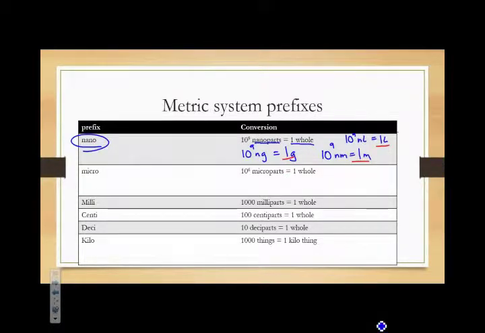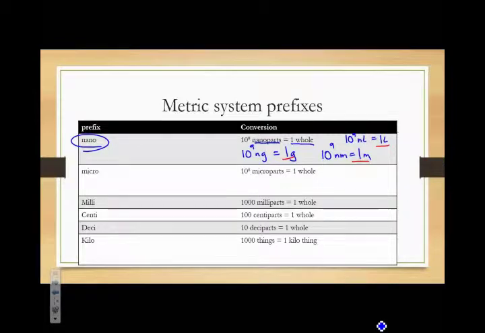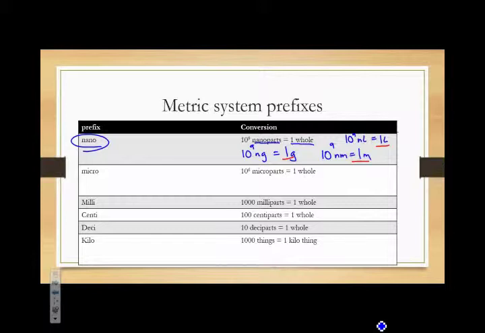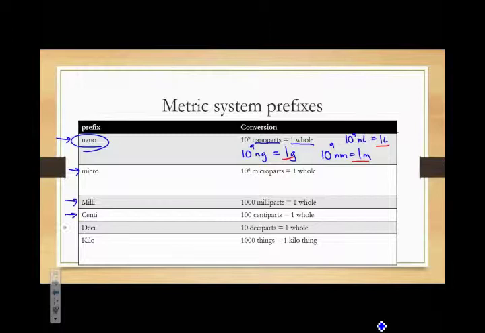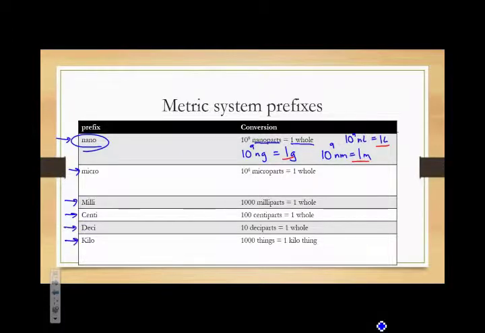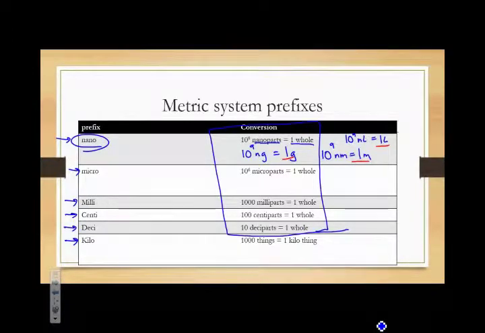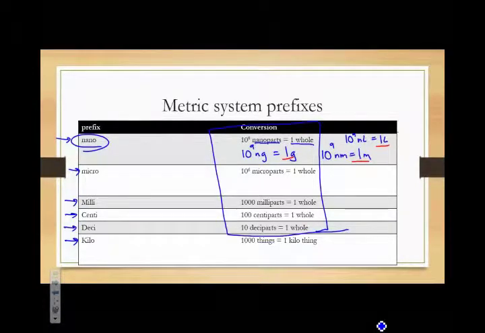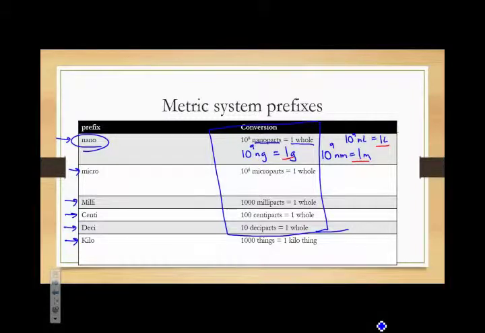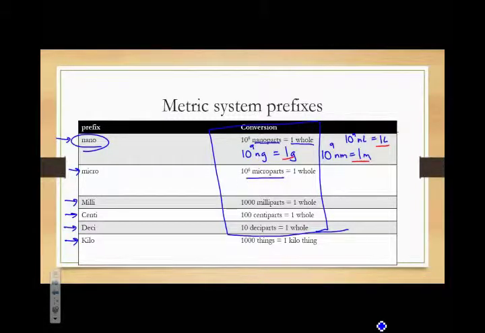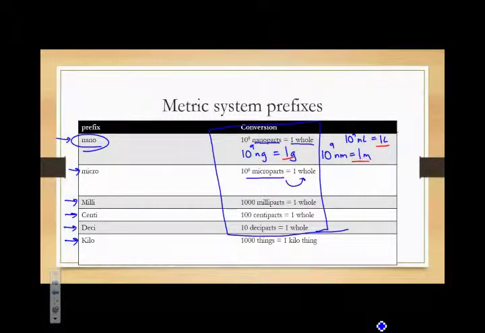So there are a couple of metric system prefixes that you want to be familiar with for this class, and by familiar I mean you need to have memorized it because it won't be provided on an assessment. Nano is 1, micro, milli, centi, deci, and kilo are the others. Now most of these are small parts leading to one whole. So nano, micro, milli, centi, and deci are all referring to some number of parts going to a whole.